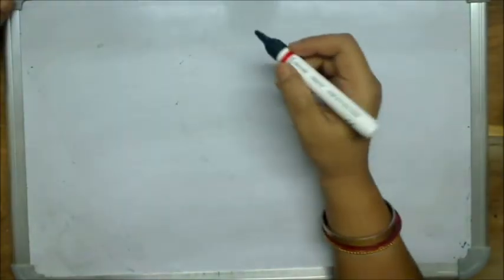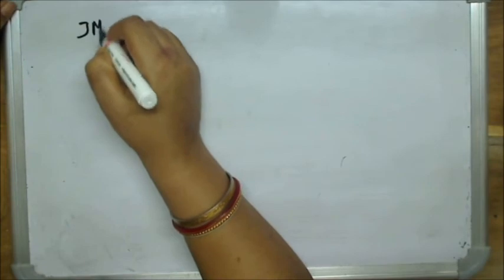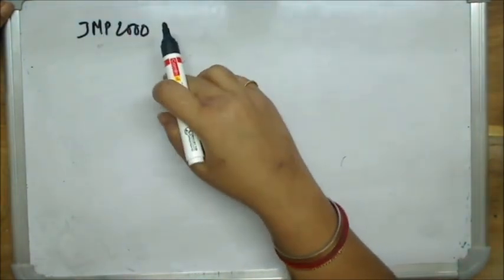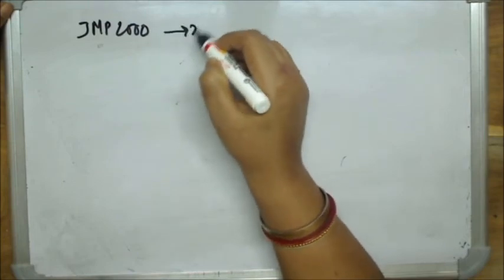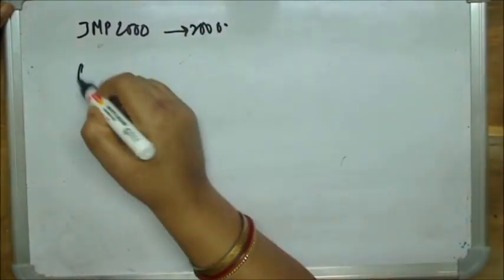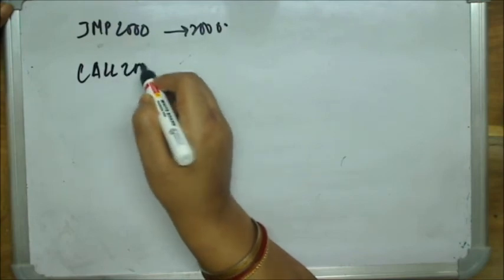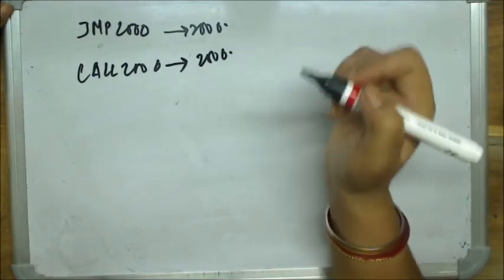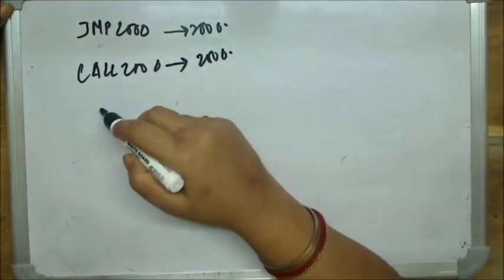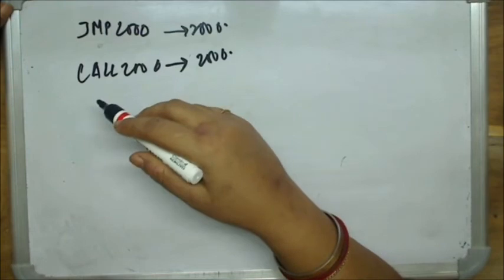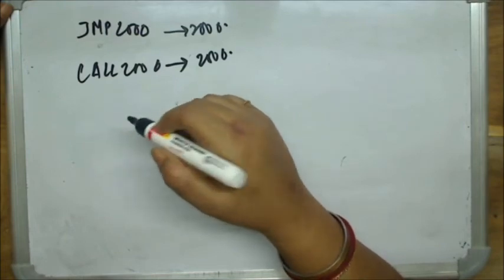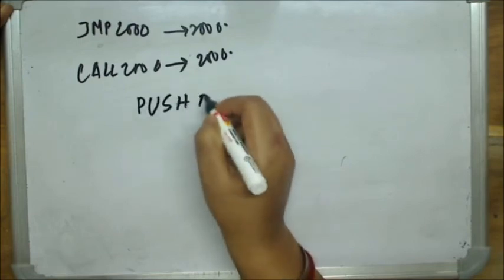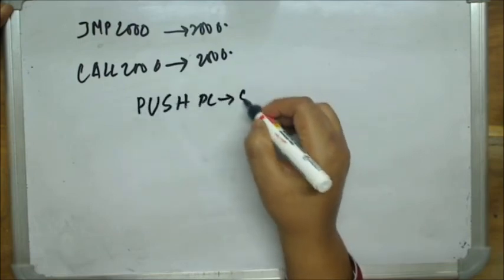Okay. So jump 2000 will take you to memory location 2000, right? Call 2000 will also take you to memory location 2000. So what is the difference? Call ensures that you are able to come back to the main program. How? By pushing the address into the stack. By pushing the program counter address into the stack.